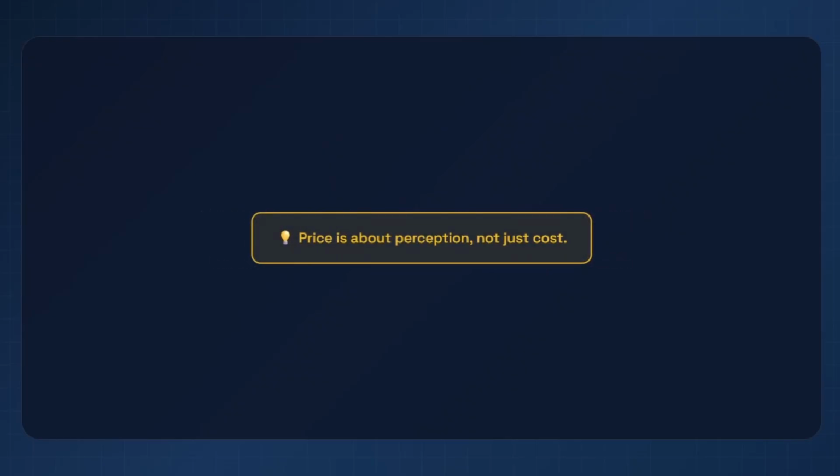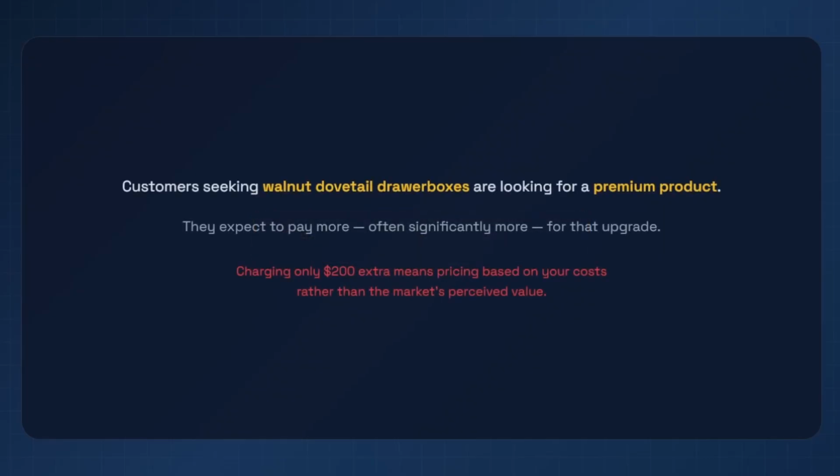Why? Because price is about perception, not just cost. Customers seeking walnut dovetail drawer boxes are looking for a premium product. They expect to pay more, often significantly more, for that upgrade. If you only charge $200 extra, you're pricing based on your costs rather than the market's perceived value.